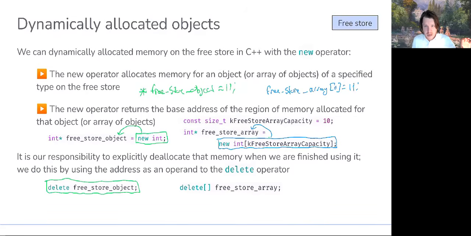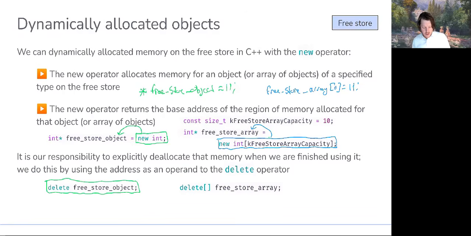You're calling delete on the address stored within free store object. We are not deleting the pointer. That is something that a lot of students will say. Instead, we're simply passing to the delete operator the value stored in free store object, which is the address of that dynamically allocated object for which we'd like to return its memory.